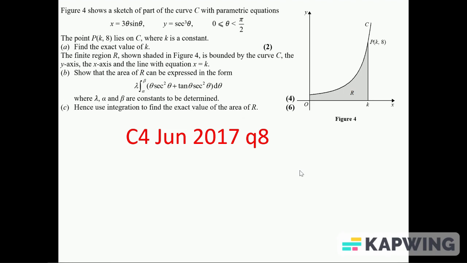Right, got the C4 paper, the old content, June 2017, question 8, a bit of integration, parametric integration actually. It turns out there are some parts here as well, a bit of all sorts, really. Right, so figure 4. There's this sketch with these parametric equations, and it gives you this point P. It doesn't give you the x value, it just gives you the y value, and we're going to find out what the k is.